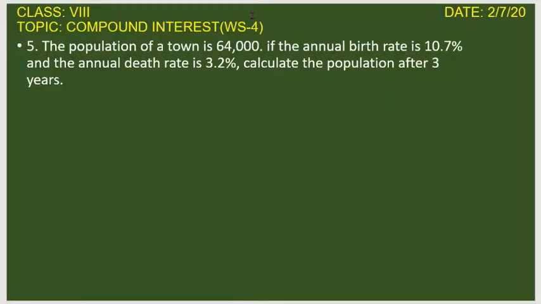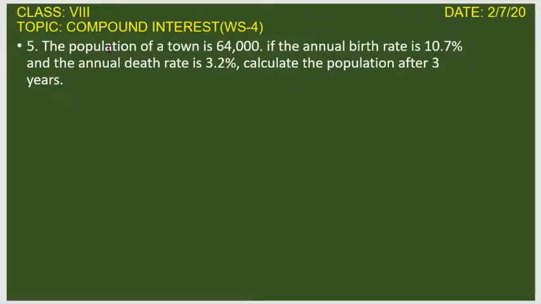And here you observe the question, children. The population of a town is 64,000. If the annual birth rate is 10.7% and the annual death rate is 3.2%, calculate the population after 3 years.